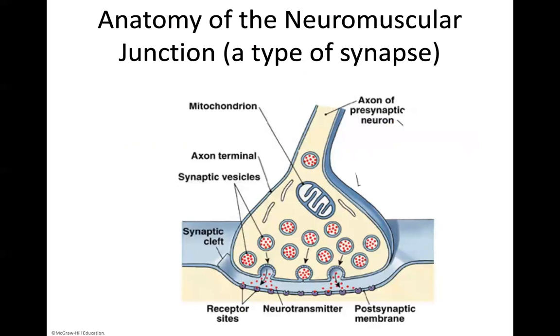One more thing to take a look at is the anatomy of the neuromuscular junction. And in lecture on Monday, we went over the neuromuscular junction. We said it's a type of synapse, and that a synapse is any place where a neuron is communicating with some other cell. So a neuron is communicating with another neuron, or in this case, with a muscle fiber. So when a neuron is communicating with a muscle fiber, then it's called a neuromuscular junction, a type of synapse.